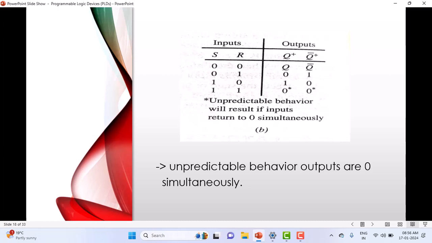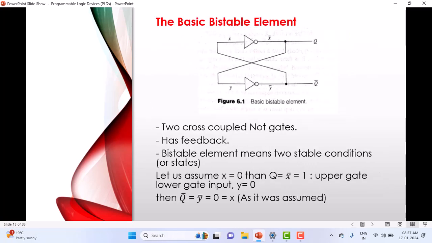When you apply inputs S and R both as 1, 1, what will happen in the inverter-based circuit? Whatever data you assume, both the outputs will go low. Just try that on the circuit: apply this combination and see what happens. Assume X and Y, or S and R, as 1 and 1, and whatever state you assume, 0, 1 or 1, 0, at some point both will go to 0, or both will go to 1. That state is called the forbidden state, which is not expected in a latch or flip-flop. You must avoid that. That is explained in the truth table.